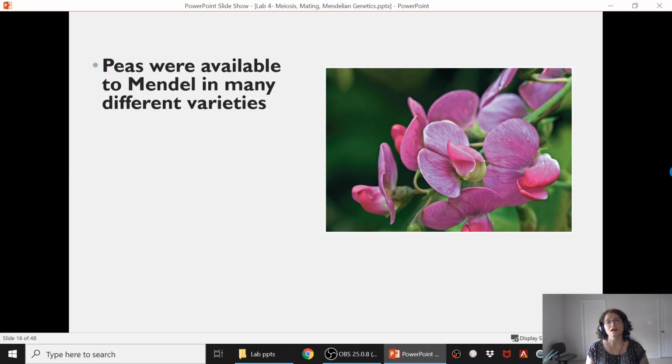Additionally, he could get purple peas, and he could get white peas, but he could get no violet peas. Why is that? Was he never able to find violet peas?